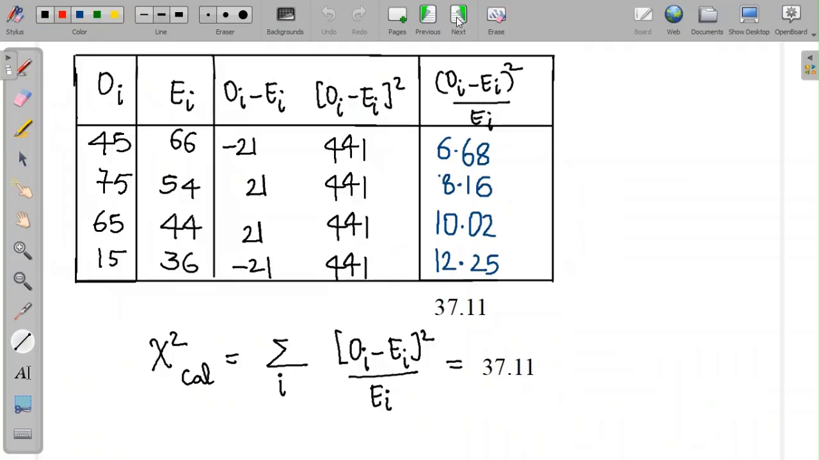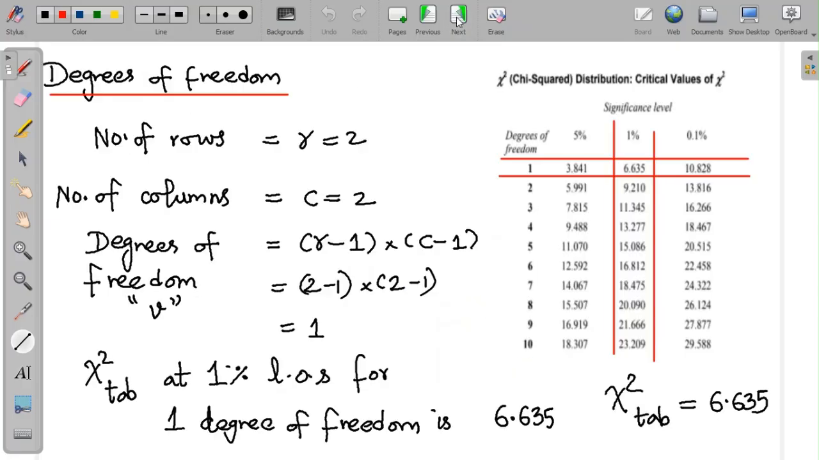We find the differences. We square the differences. All the differences are the same, but that's only a coincidence. It doesn't happen always. We find the ratio with the expected frequencies. That sum comes down to 37.11. So the calculated value for the statistic chi-squared comes down to 37.11.